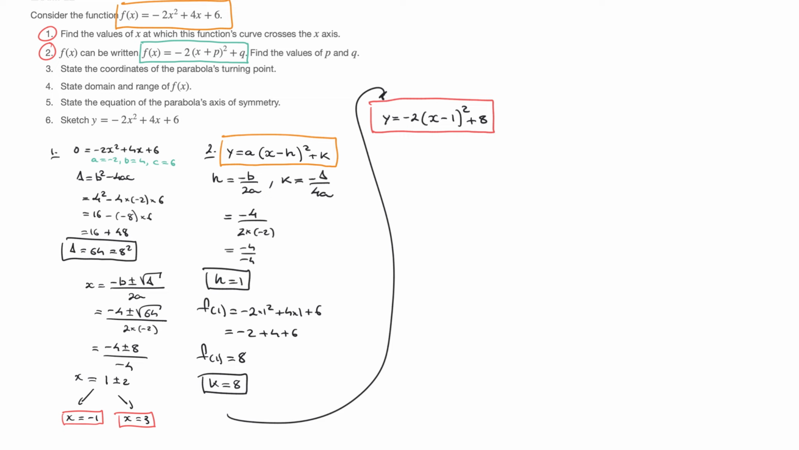So to figure out what p and q are, your job now consists of comparing what we just boxed in red to y equals negative 2 times x plus p squared plus q. And hopefully you'll agree with me that p must therefore be equal to negative 1 and q must equal 8 to answer that question. Does that make sense? Okay, that's how to answer that.